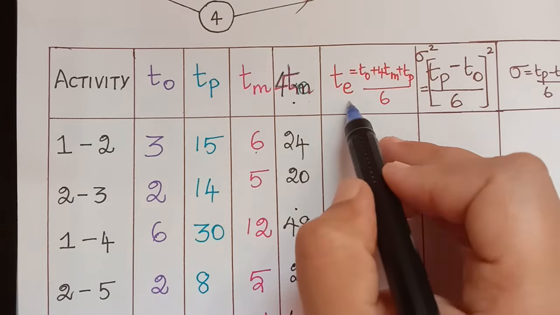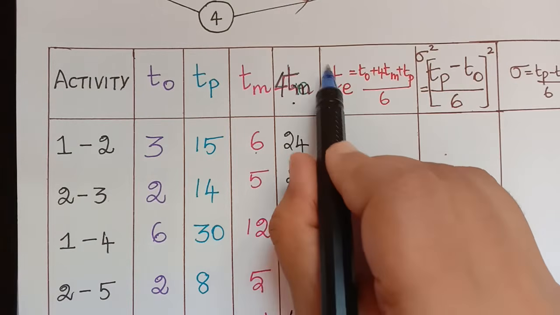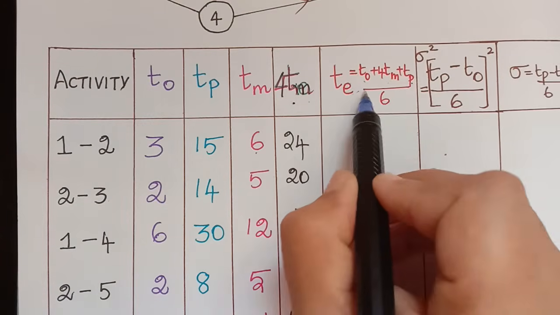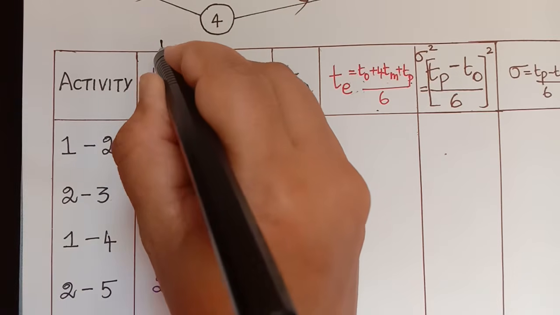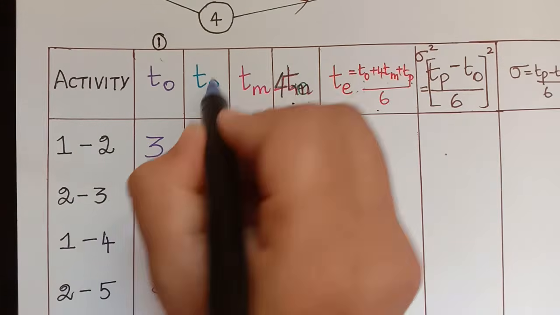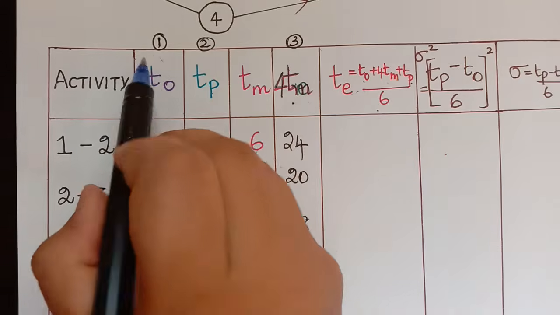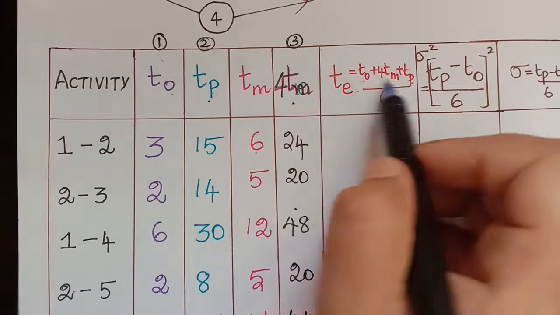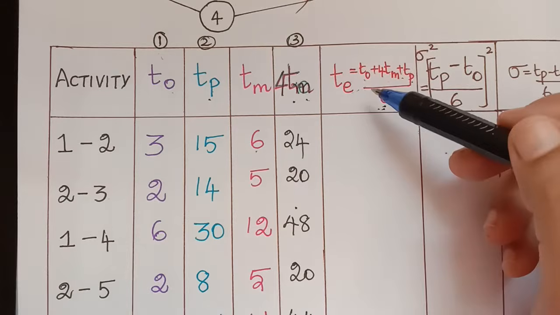Now next I have to find the expected time, which is represented as TE. So TE is equal to TO plus 4TM plus TP divided by 6. So what is TO? This column. If I mark this as column 1, we have to add the first column with the second, and if I mark the next as 3, I have to add columns 1, 2 and 3 and divide by 6. So TO plus TP plus 4TM divided by 6 will give me this column. So let us do that now.